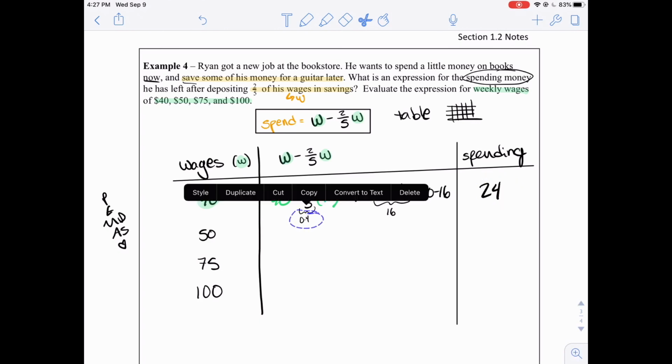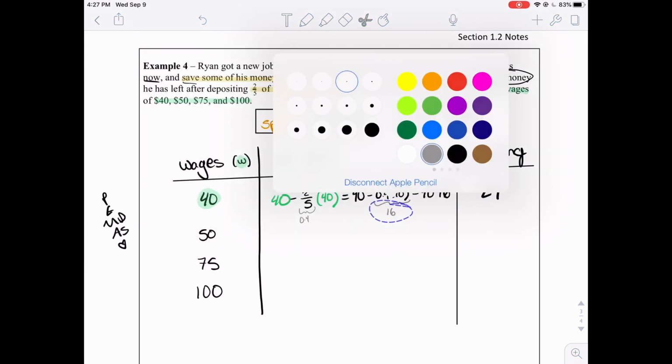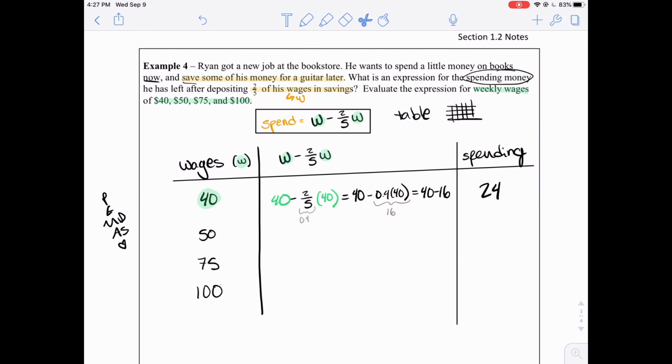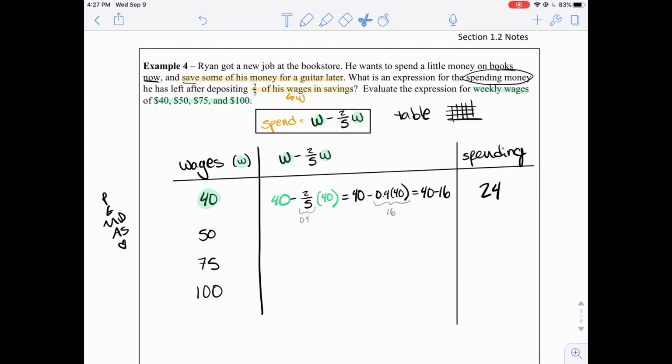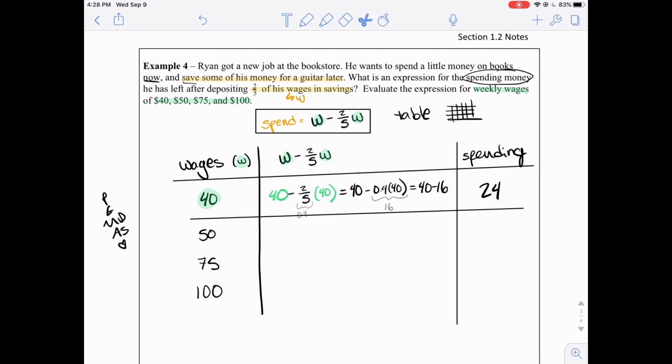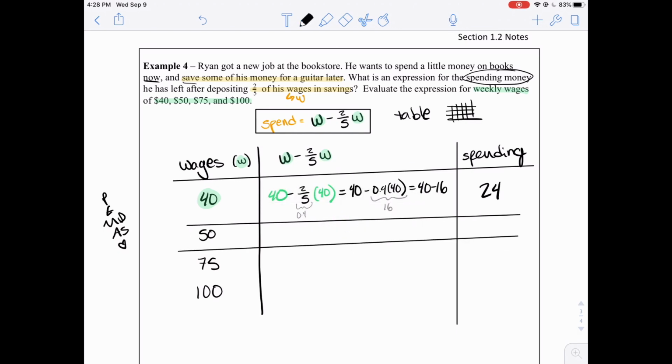So go ahead and evaluate this same expression, whether Ryan earns $50, $75, or even $100, and see what you get. Pause the video and then play it when you have your 3 answers. Oh, and by the way, it might help to put a little bar like this so you don't go over the space like I did. Okay. And now it's a true table. Okay, now pause the video and try the examples.